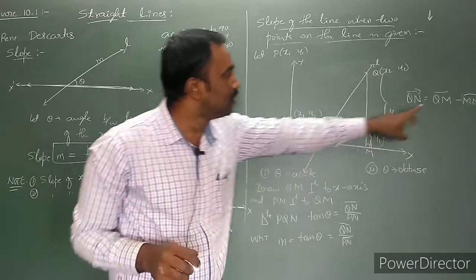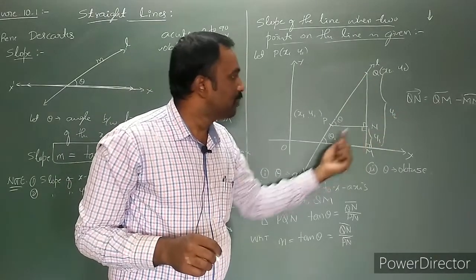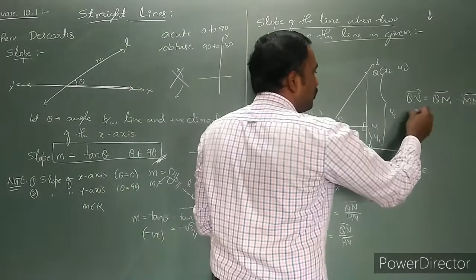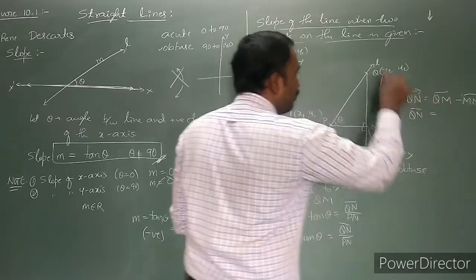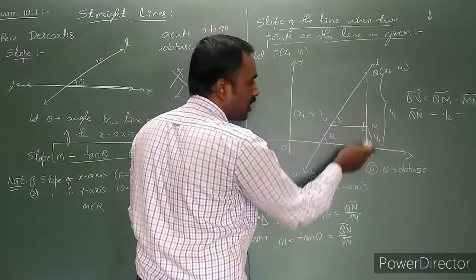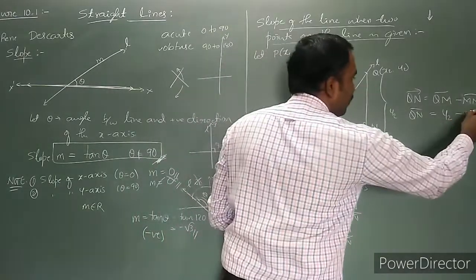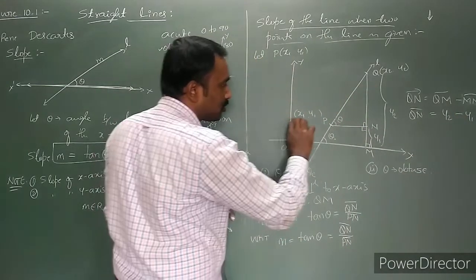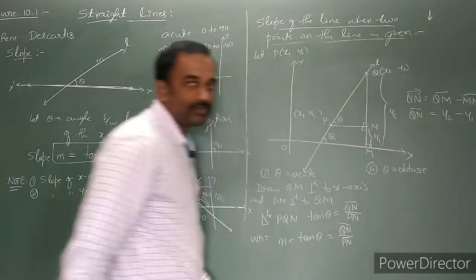That means QM minus MN. Already we know the QM. What is the QM? QM is nothing but y2. What is the MN? MN is nothing but y1. Here, this y1 is always one.